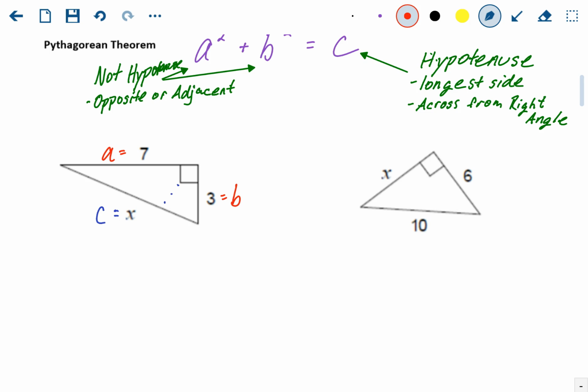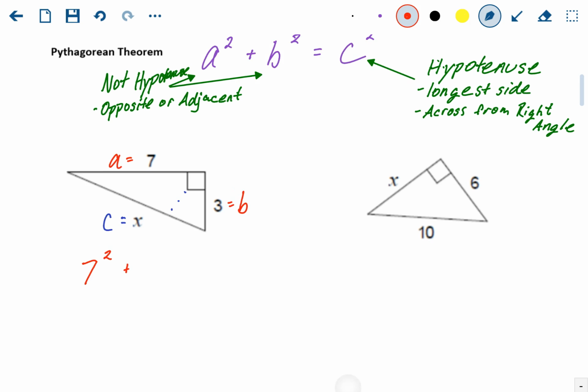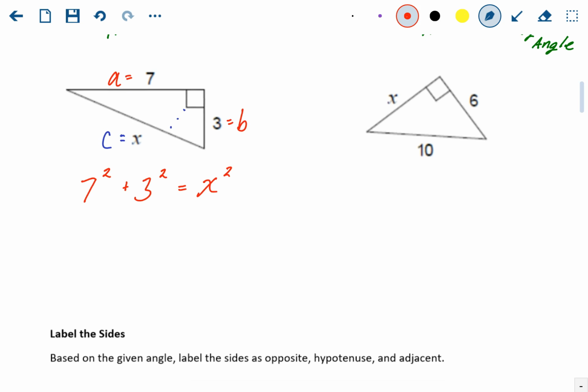Then just plug it into the formula. a squared plus b squared equals c squared. So a squared says 7 squared, plus b is 3 squared, equals c, which is x squared. Now 7 squared and 3 squared are just numbers, so we can simplify those. 7 squared is 49, 3 squared is 9. Add those together and it's going to give us x squared.